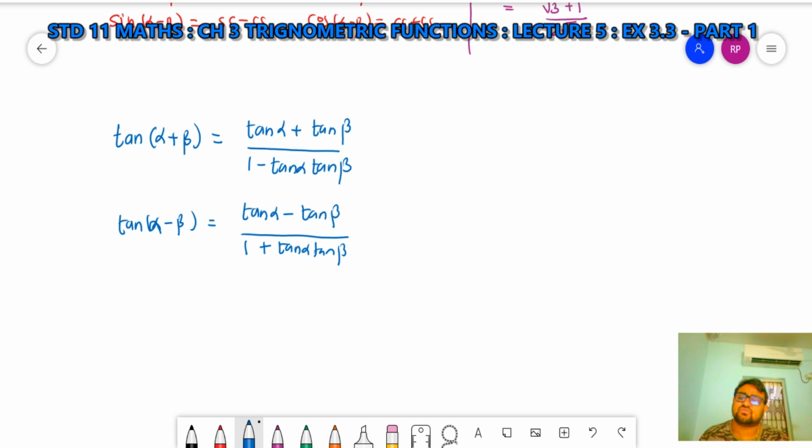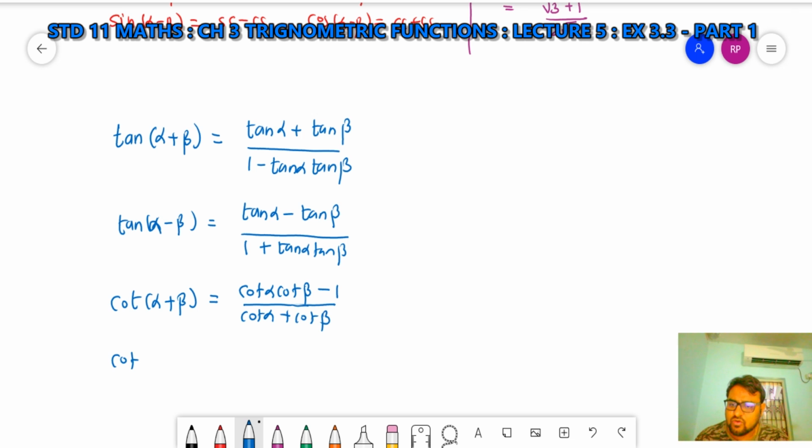Now next is for cot. Cot alpha plus beta will be equal to, but for cot alpha, cot beta, there is some change: cot alpha cot beta minus 1 upon cot alpha plus cot beta. And cot alpha minus beta will be equal to cot alpha cot beta plus 1 upon cot beta minus cot alpha. So this is about cot.